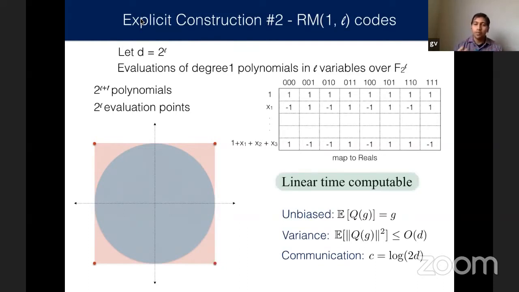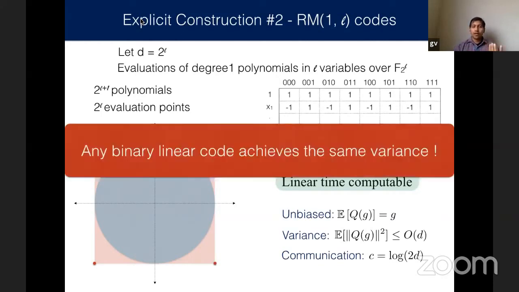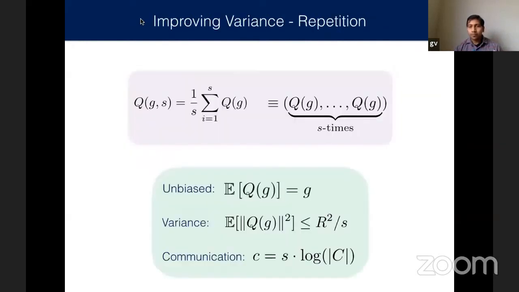Also, computing these convex combinations is efficient because it is essentially a Hadamard matrix on which you are solving a linear system of equations. Okay, so this is an efficient way to construct. And here you see the trade-off: for about log D bits of communication, you achieve a variance of D. What we see is that if you use any binary linear code instead of the Reed-Muller codes, that will also achieve the same variance bounds. And with Reed-Muller, this is the best communication we can hope for.